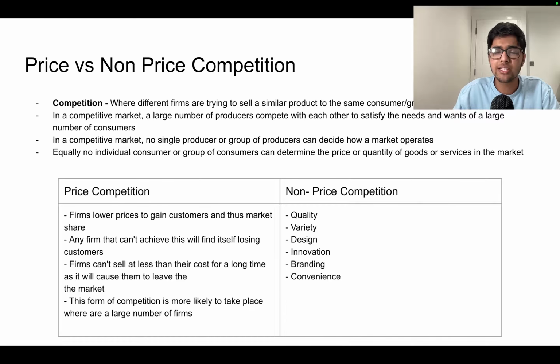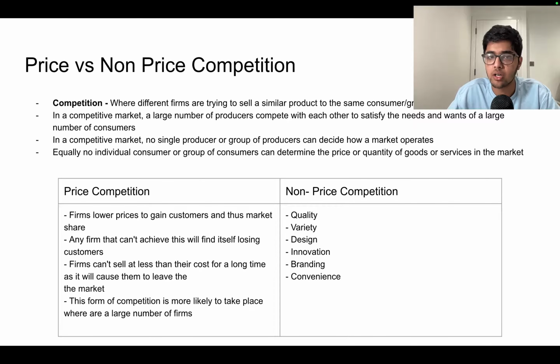So, what actually is competition? Competition is when different firms are trying to sell a similar product to the same consumer or group of consumers. That's the definition I recommend you memorize. In a competitive market, a large number of producers compete with each other to satisfy the needs and wants of a large number of consumers.